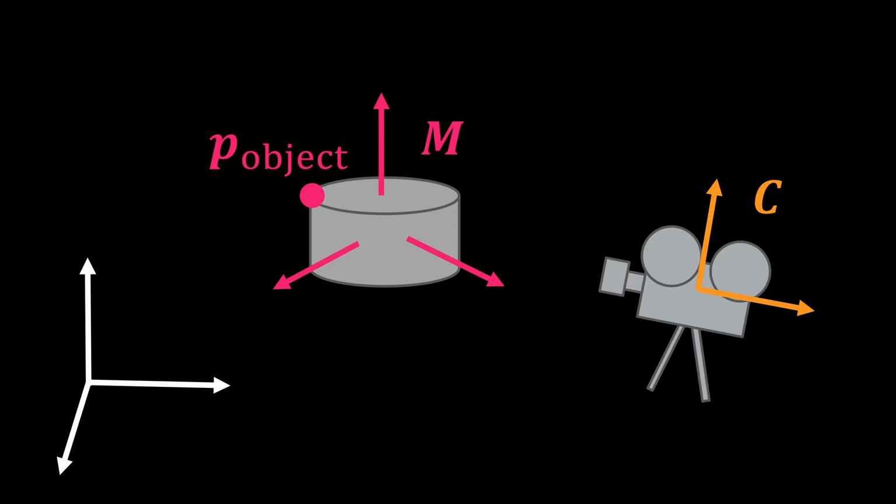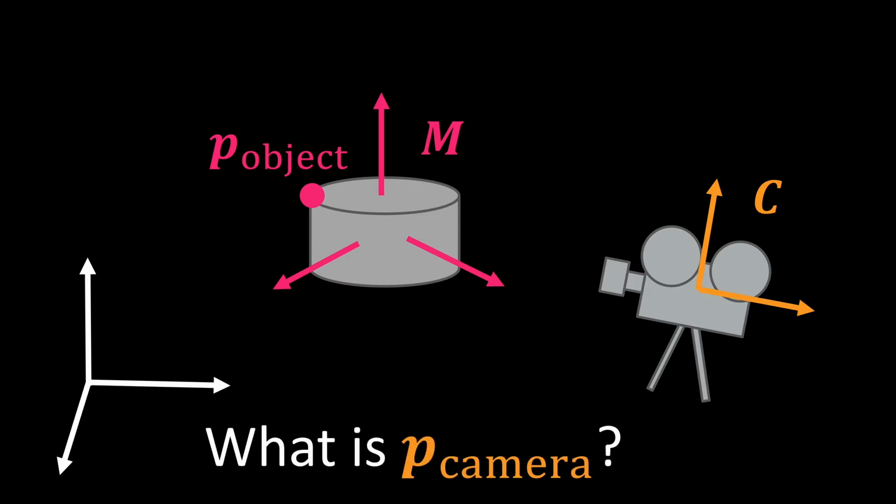Okay, so we have some point here on the object. It's going to be written in object coordinates, just like before. And the question I want to ask is, what is P camera? That is to say, what is the point in the coordinate system of the camera? This is going to be the first step that's required to actually draw this point, and then draw, of course, the whole object.